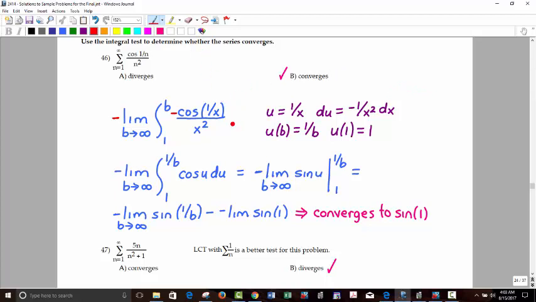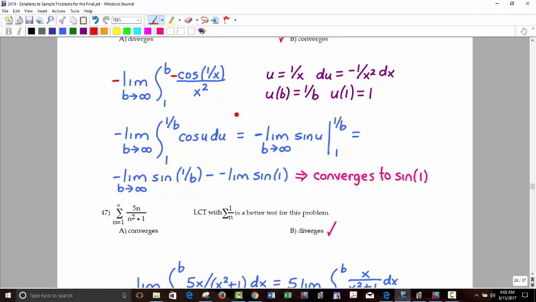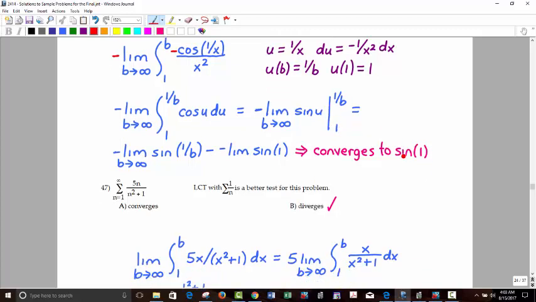I guess I made a little math mistake here by not having the dx sitting right there. But anyway, that's all right. So the negative comes out from this du right here. So now we just have cos of u du, so that's an easy antiderivative. The antiderivative of cos of u is sine of u. And then we put in 1 over b, we put in 1.